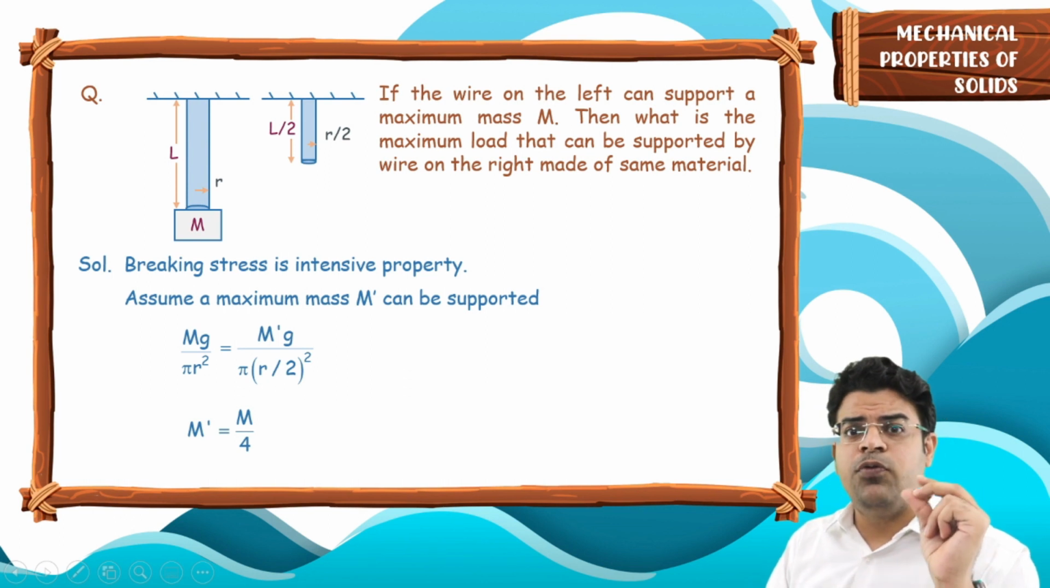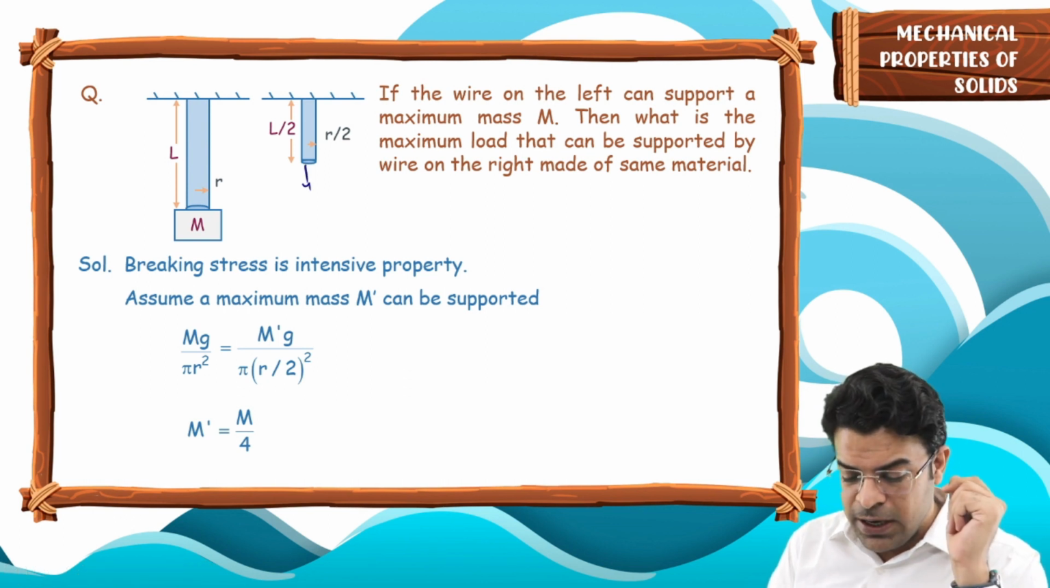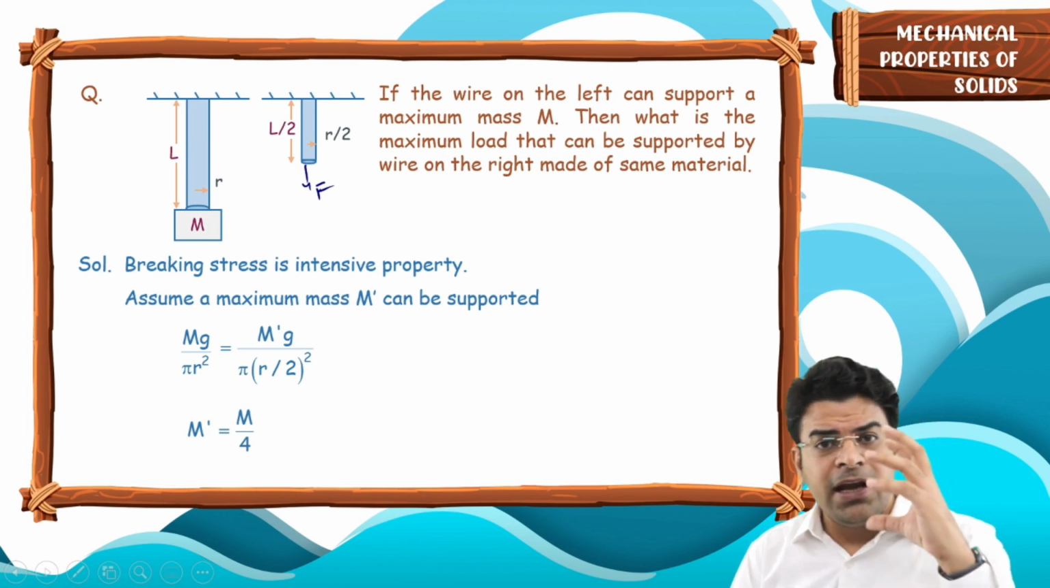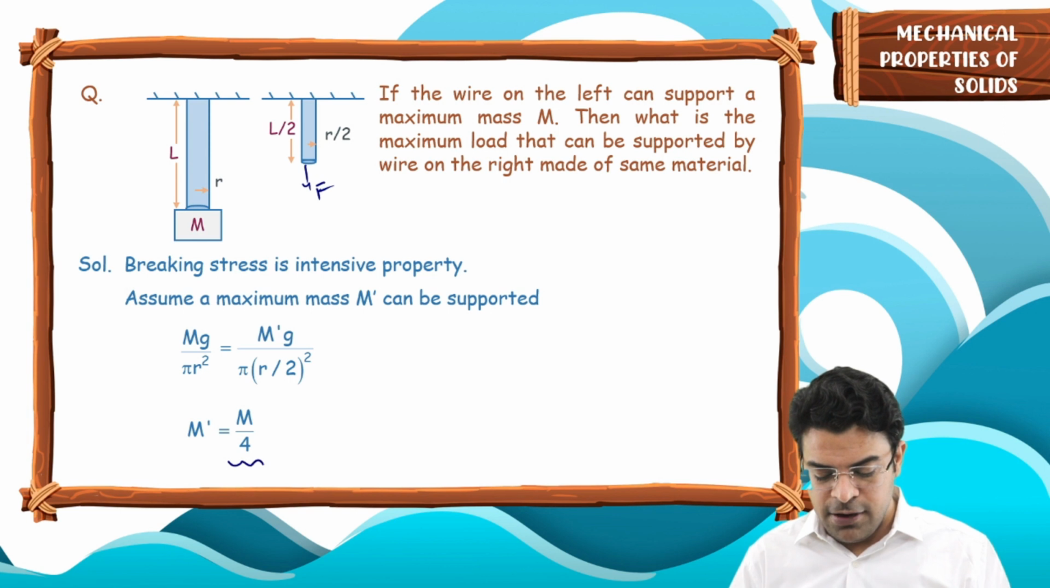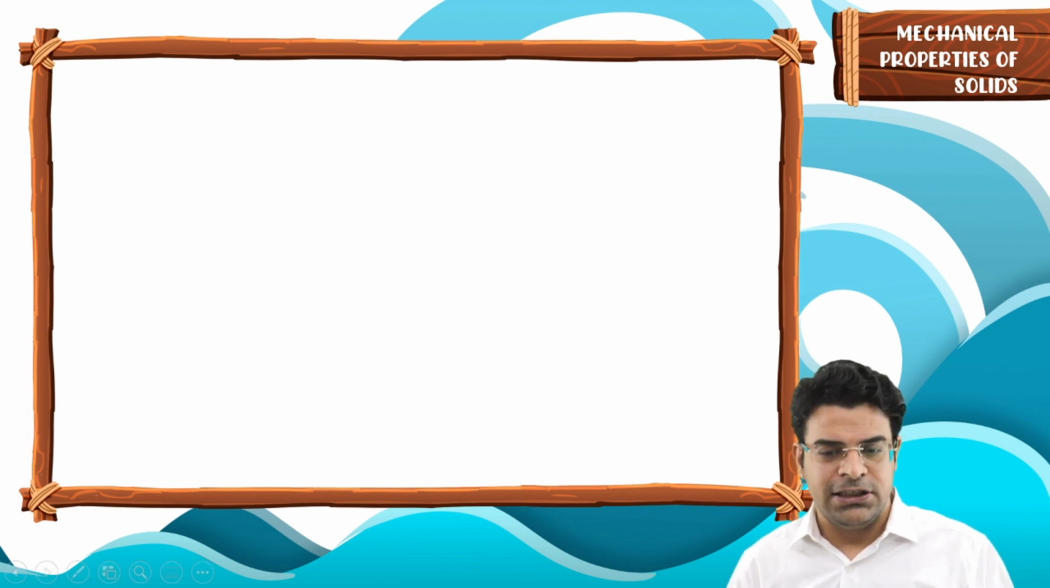If it has 1/4 the cross-sectional area, the force required to break will be 1/4. So the weight of the mass has to be 1/4. So the mass suspended has to be 1/4, hence m by 4. Let's see the next example.